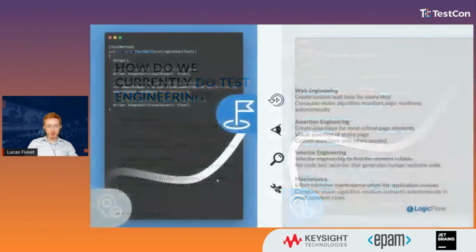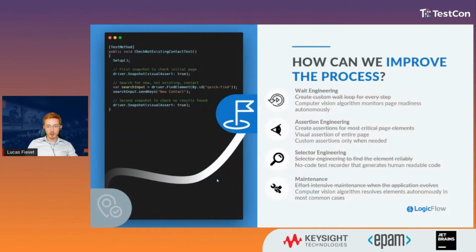So how do we simplify this? We eliminate the need for wait engineering entirely. There's a computer vision algorithm that monitors the page readiness. It's really at the visual level, so it doesn't just check for one element to be ready in the page. It really monitors the whole screen, which then allows to get high quality screenshots that can reliably be used for visual assertions, which is the next point. Whenever possible and there's no dynamic content, we use visual assertions that just assert entire elements, entire parts of the screen.